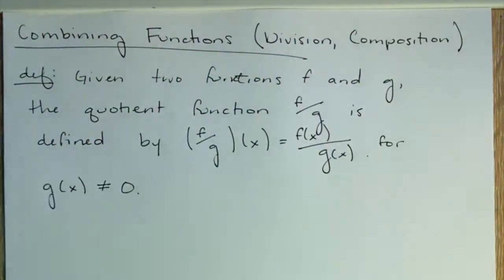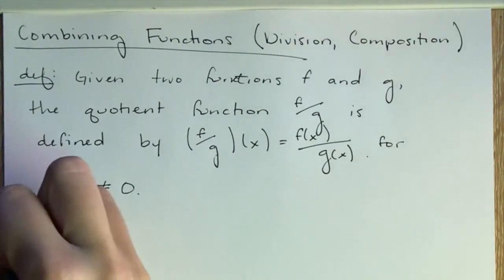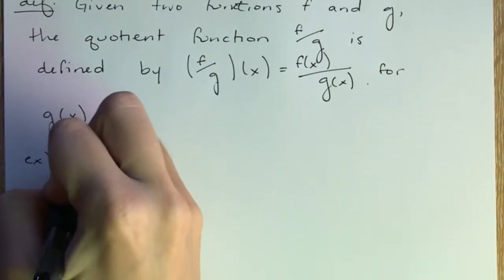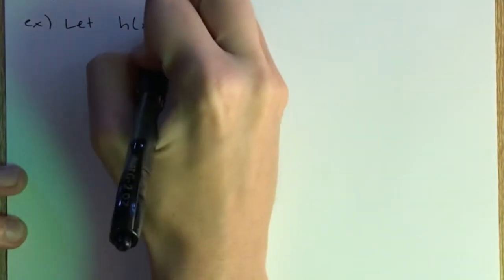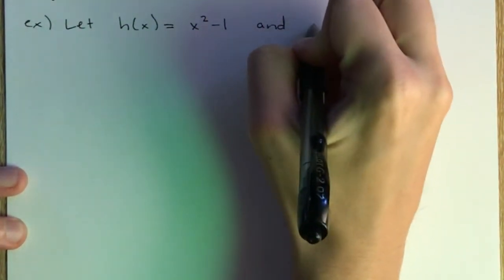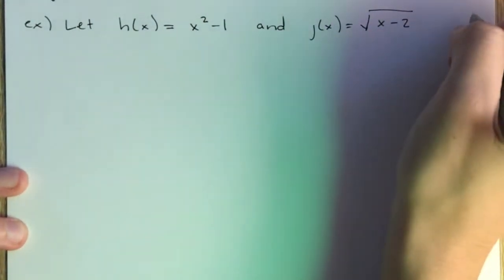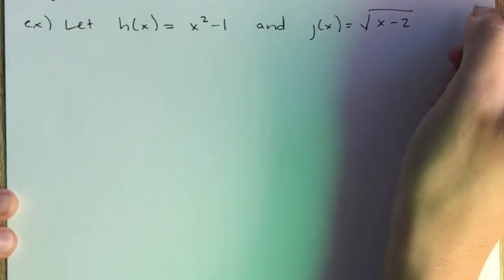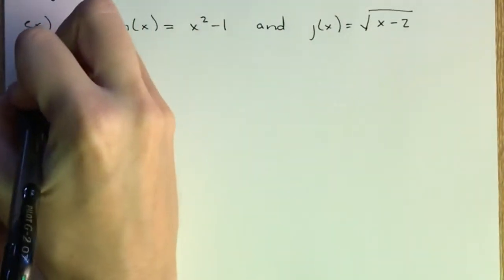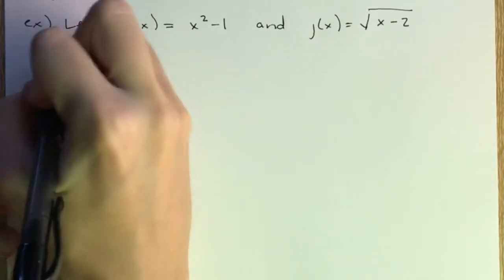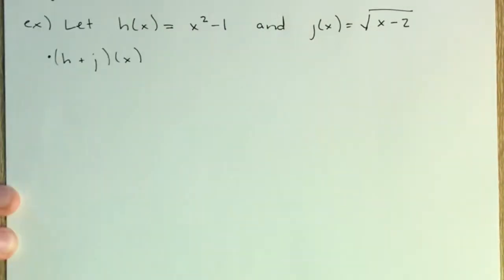Let's look at an example of this, and in that example we'll also refresh on how to add, subtract, and multiply. So let h(x) equal x squared minus 1 and j(x) be the square root of x minus 2. Okay, so first let's just go down the list. Let's find (h plus j)(x).